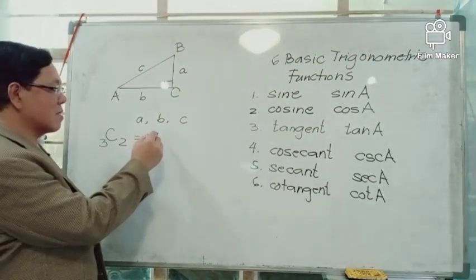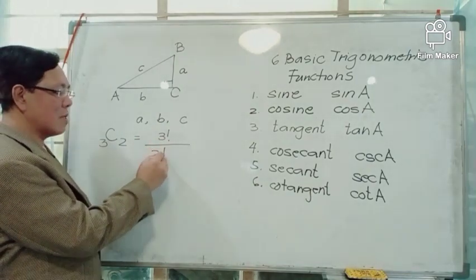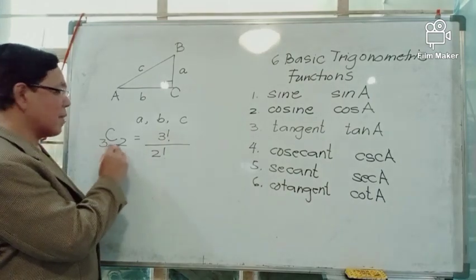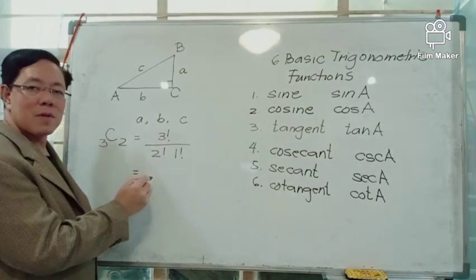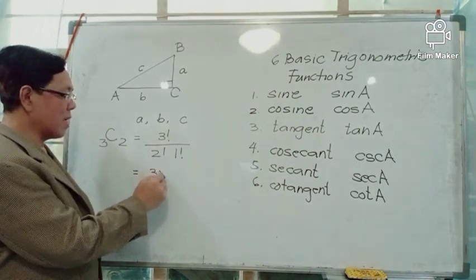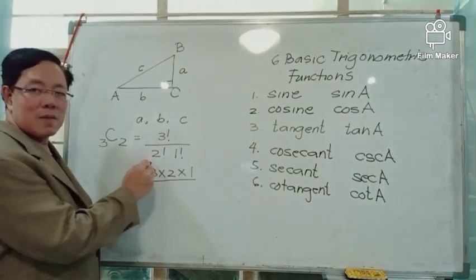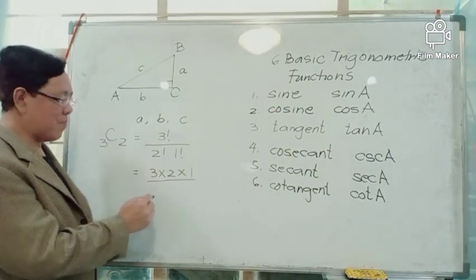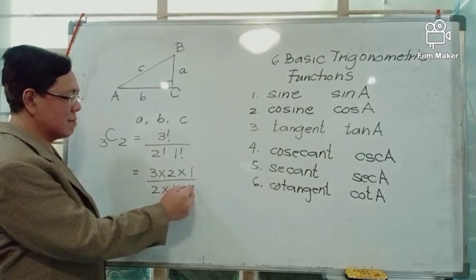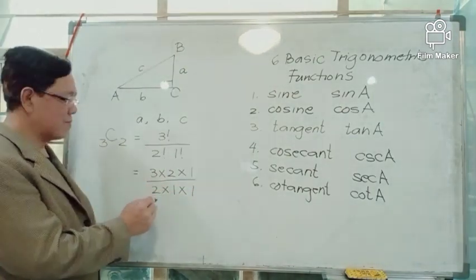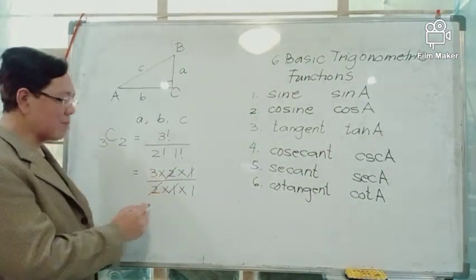By formula, this is equal to 3 factorial divided by 2 factorial multiplied by (3 minus 2), which is 1 factorial. Or 3 factorial is 3 multiplied by 2 multiplied by 1. And 2 factorial, by definition of factorial, is 2 multiplied by 1. And 1 factorial is 1. And cancel what can be cancelled. We are left with 3 divided by 1, which is 3.